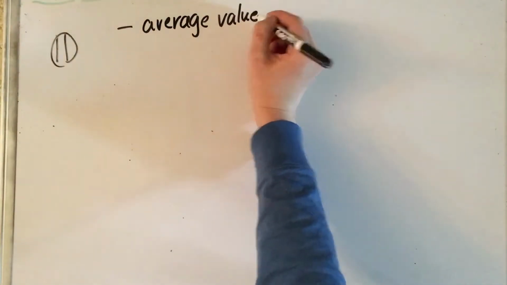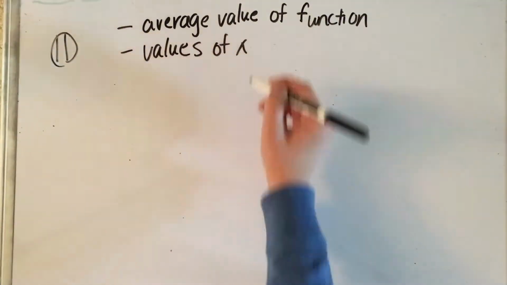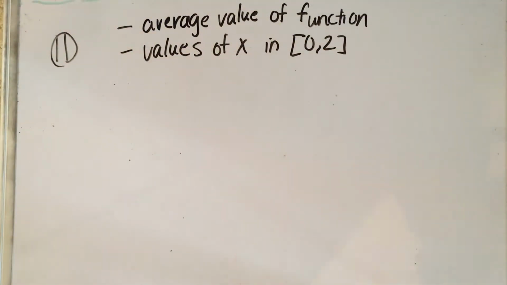Let's take, for example, 11. We must find the average value of the function, as well as the values of x in the interval 0 to 2, given the function x cubed.